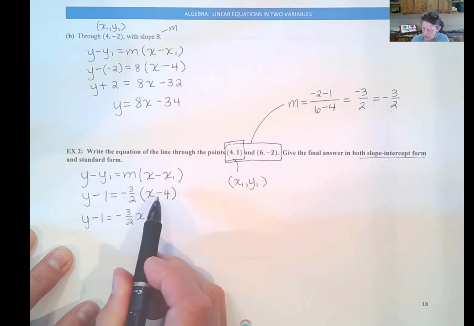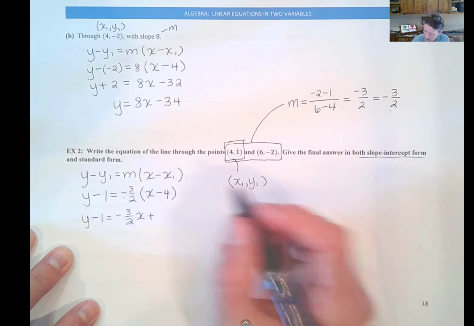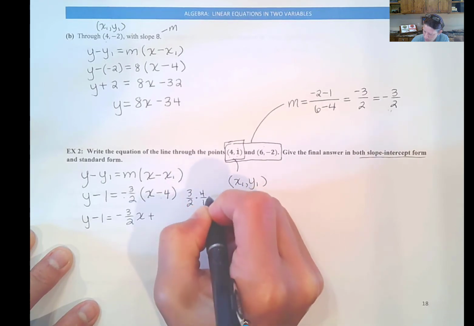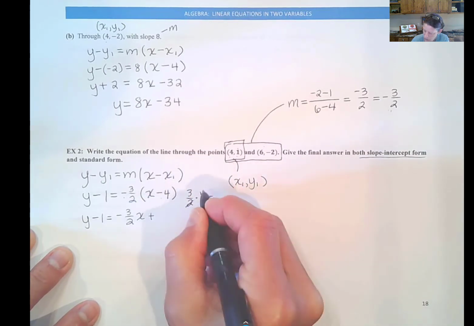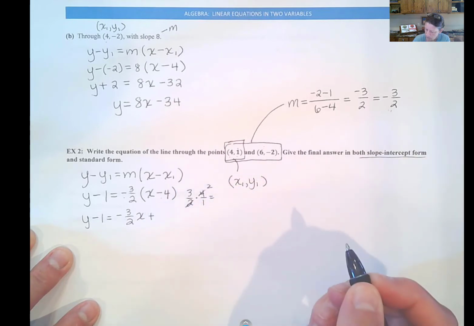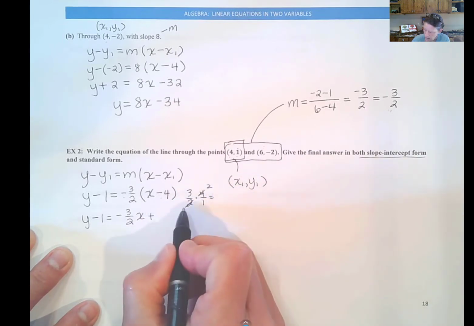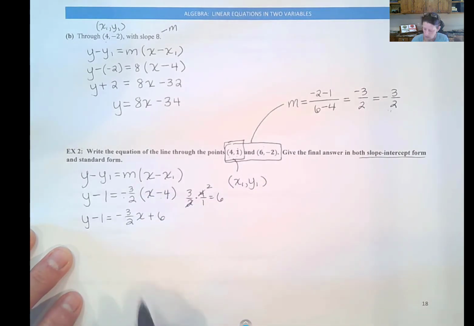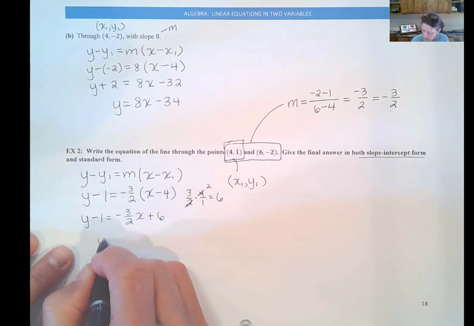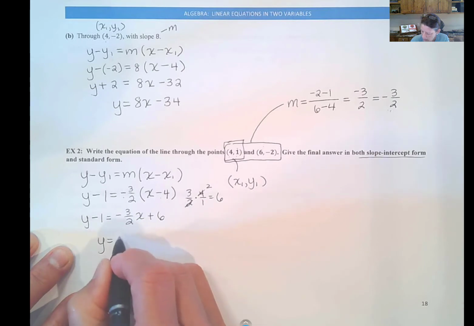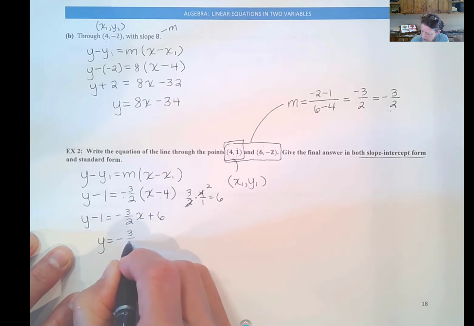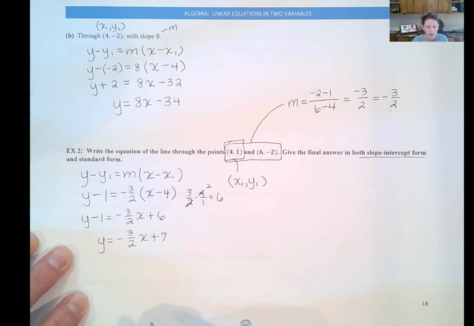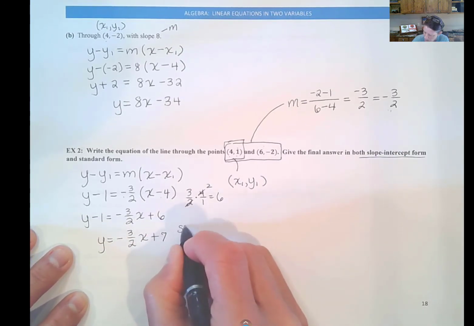Okay, negative 3 halves times negative 4 will give positive. If we divide 2 into 4 two times, that gives a product 6 over 1, or 6. So positive 6. Now simply add 1 to each side. y is equal to negative 3 halves x plus 7. And here we have our slope-intercept form.